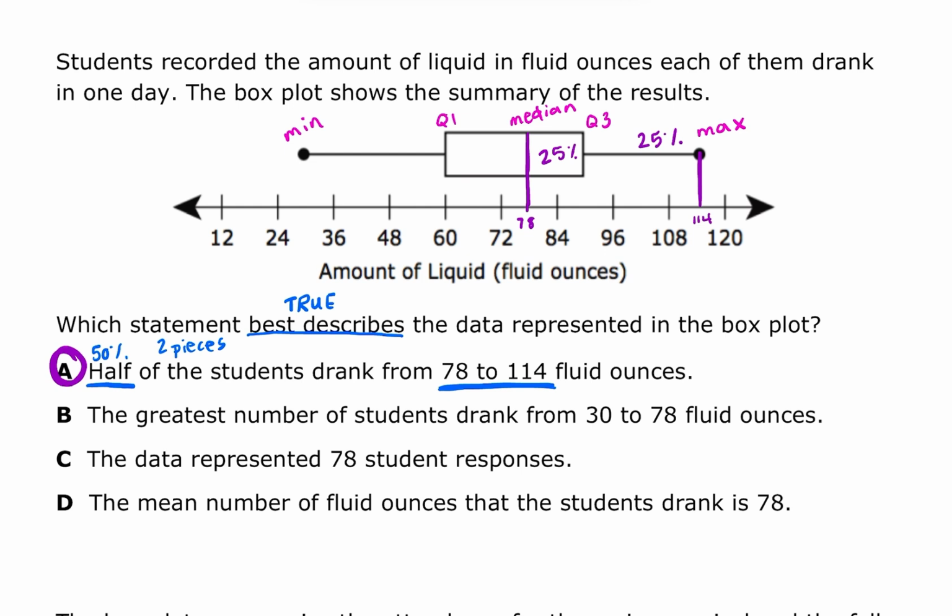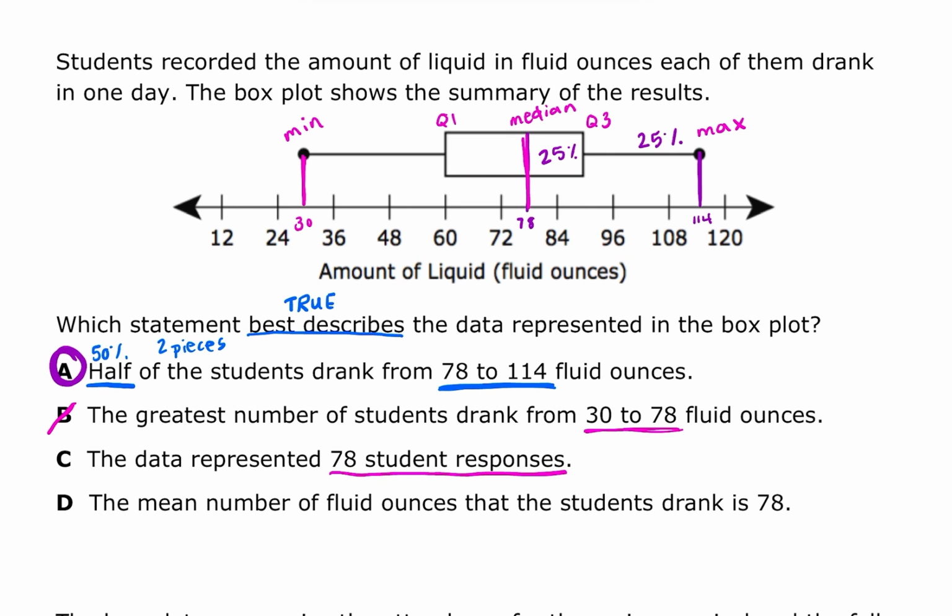Okay, if we were to look at B, it says the greatest number of students drank from 30 to 78, and 30 would be this piece, up to 78, which would be this, and this, which would be the other half. And half is not the greatest, it's half, it's the exact same. So that one's out.